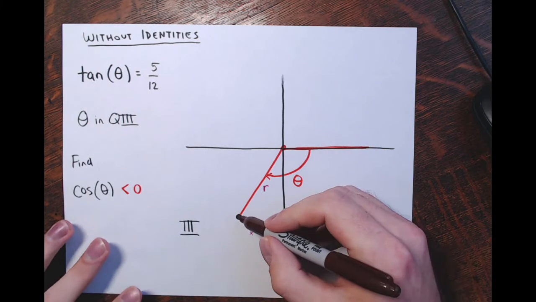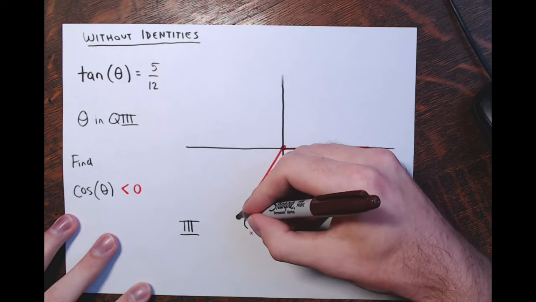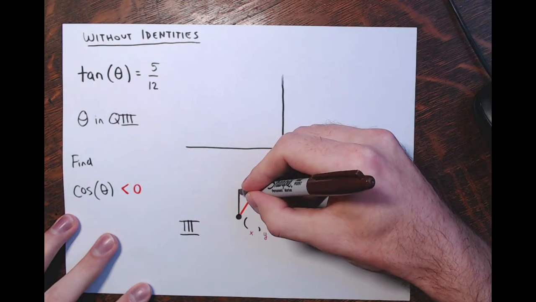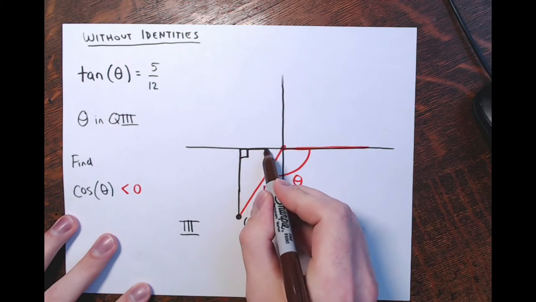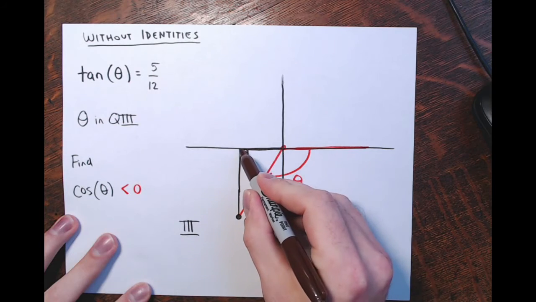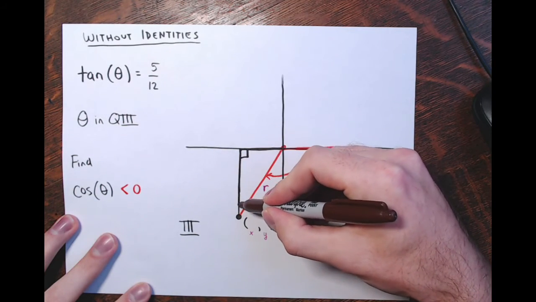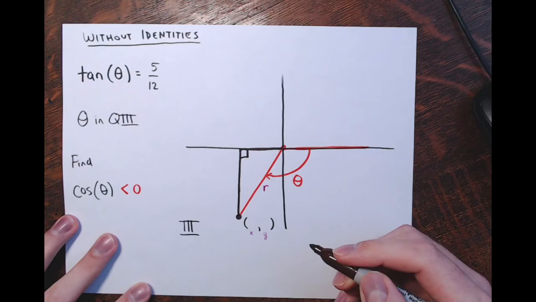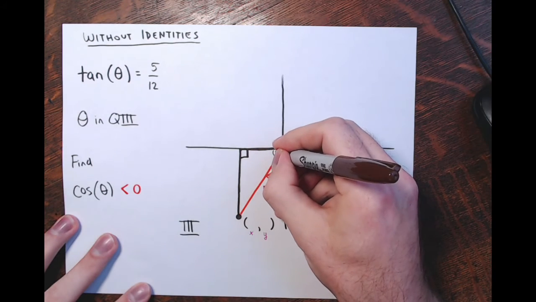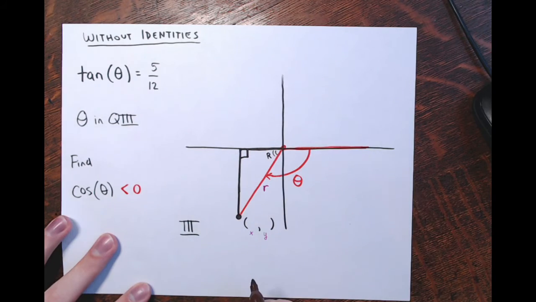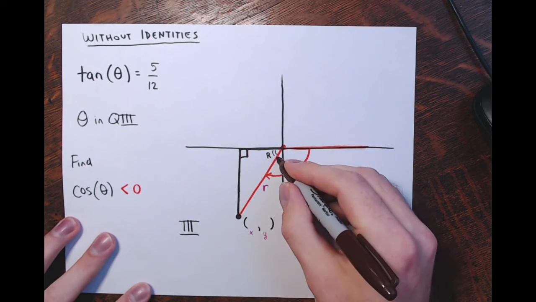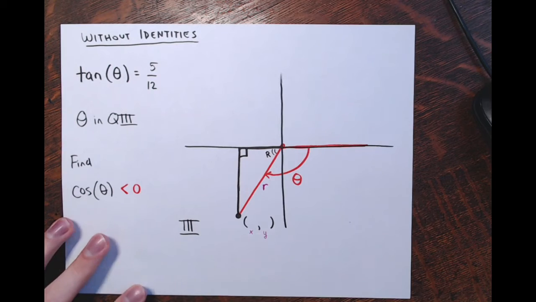So I pick this point on the terminal side, and I draw a perpendicular segment to the horizontal axis, the x-axis, and that creates this little right triangle here. Hopefully you can see a right triangle. And in this right triangle, I have the reference angle. I'll call it capital R for reference angle. That's the angle formed by the terminal side and the horizontal axis.